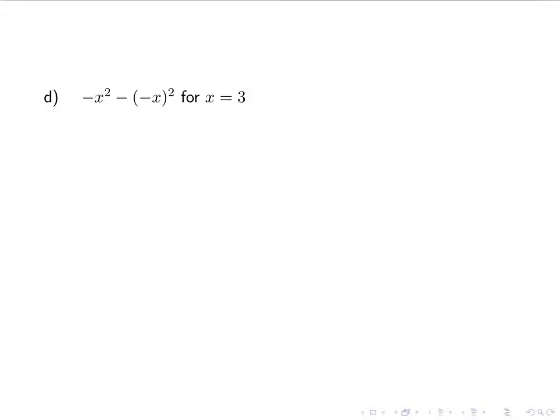X squared minus x squared for x equals 3. So again, we have two x's in here. Both of them get replaced by 3. Order of operations, remember to square both of our 3 and our -3's, and then make sure you have the correct signs there. -3 squared is -9. -3 squared is 9. So -9 minus 9 is -18.